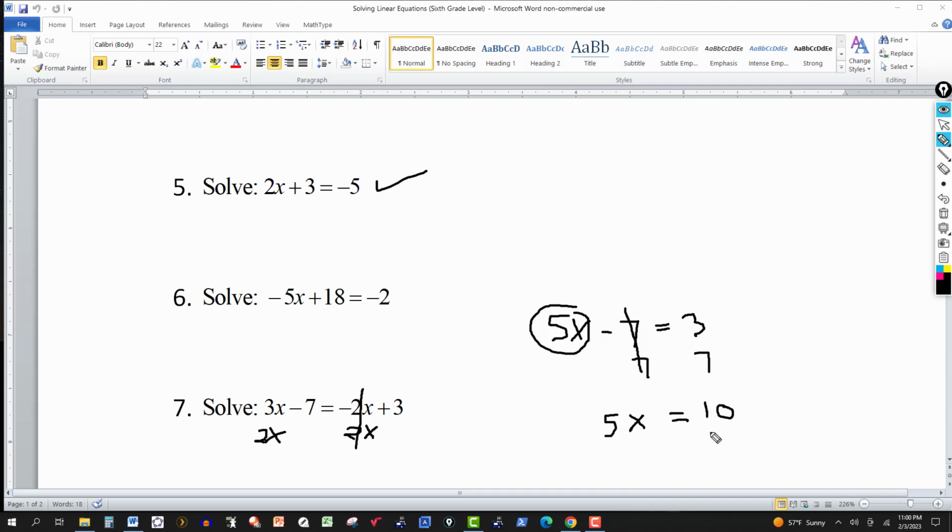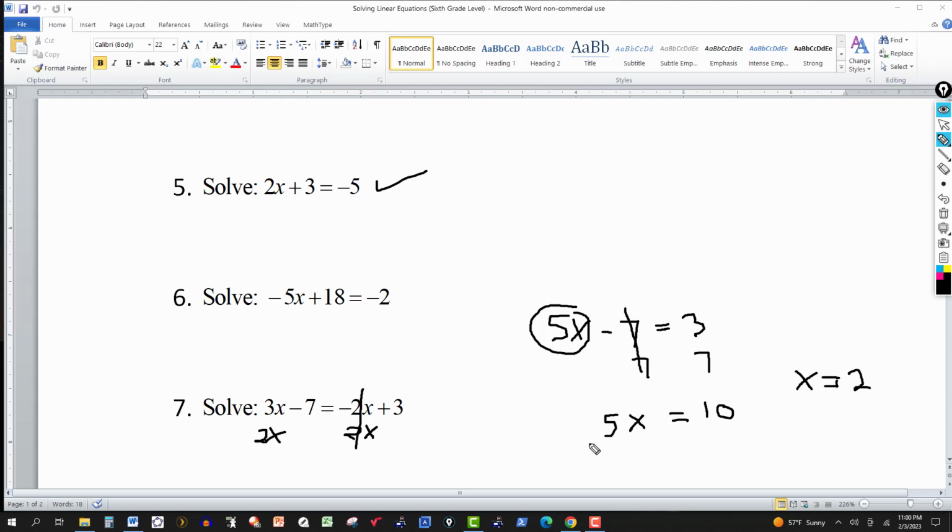Now you have a simple equation. Look, 5 times what number? 5 times x equals 10. Okay, so what is x? 5 times what number is equal to 10? Well, you should be able to see that 5 times 2 is 10. So the answer is 2.